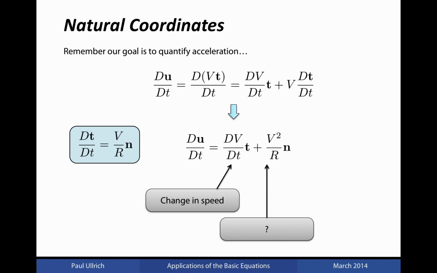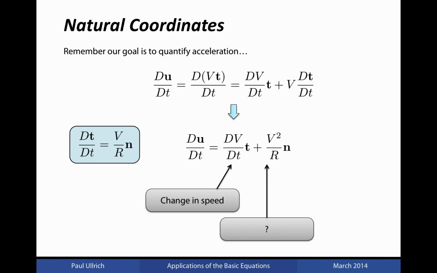So we plug that in and we get that the acceleration experienced by the fluid parcel is equal to the change in speed term that we discussed previously, plus V squared over R times the normal vector. Here, of course, we get the V squared because we get a V from the dt dt, and we get a V that pops up in our original quantification of the acceleration from the chain rule. So what does this term represent?